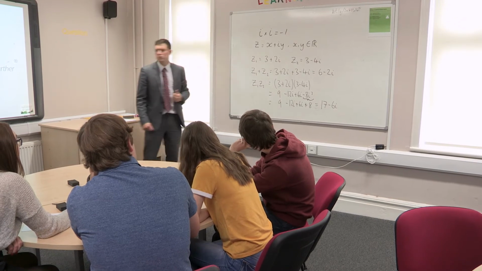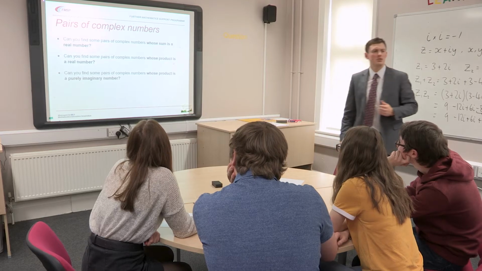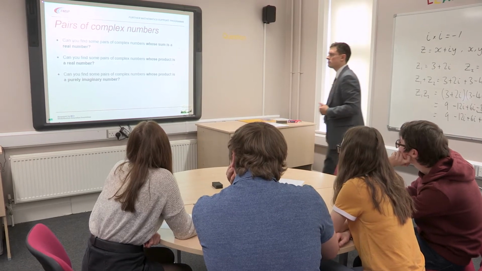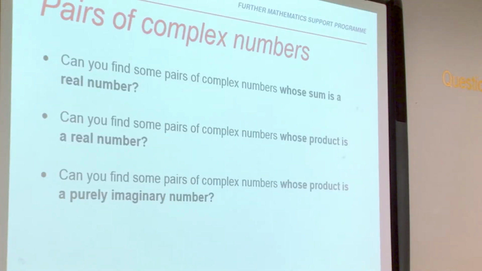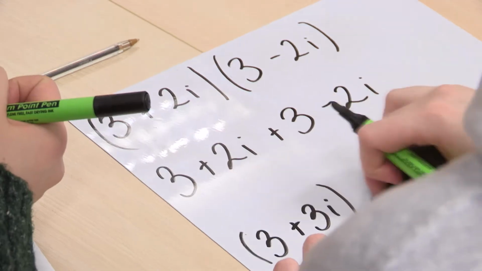Here, a slightly different approach, this time with complex numbers. Some pairs of complex numbers whose sum is a real number. Some pairs of complex numbers whose product is a real number. Okay, so on your whiteboards, just have a quick go, try and find a few pairs for each. Purely imaginary number.